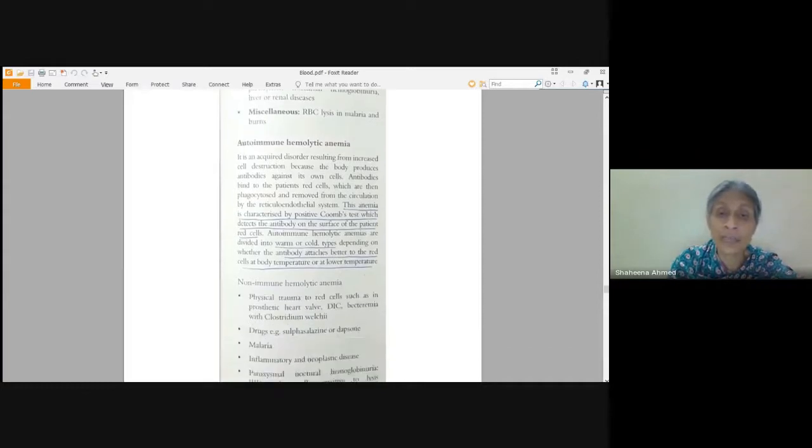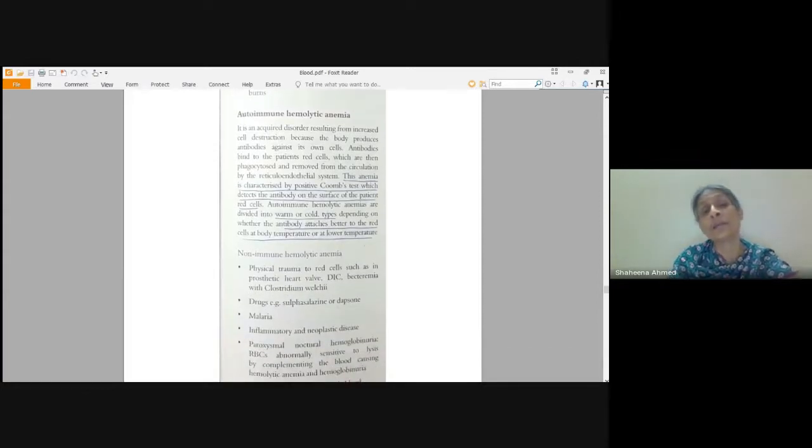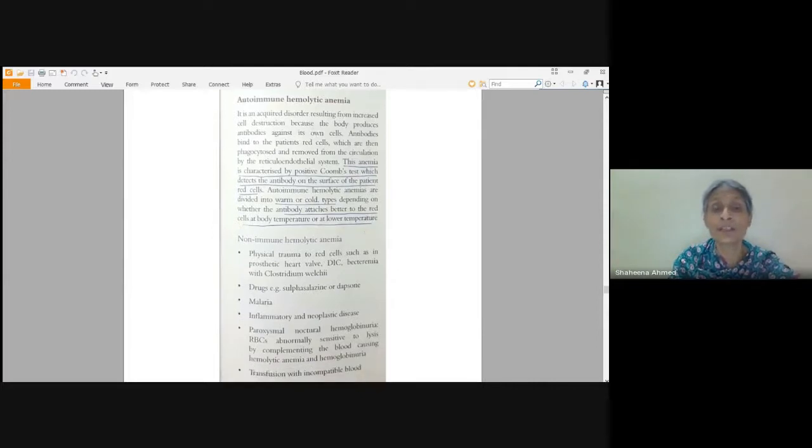Now, in autoimmune hemolytic anemias, autoantibodies are formed against RBCs which destroy the RBCs. There is a test known as the Coombs test. If there is autoimmune hemolytic anemia, that person is going to test positive for the Coombs test. What it does is detect the antibody on the surface of the RBC. Now, these Coombs tests can be of the warm and cold variety.